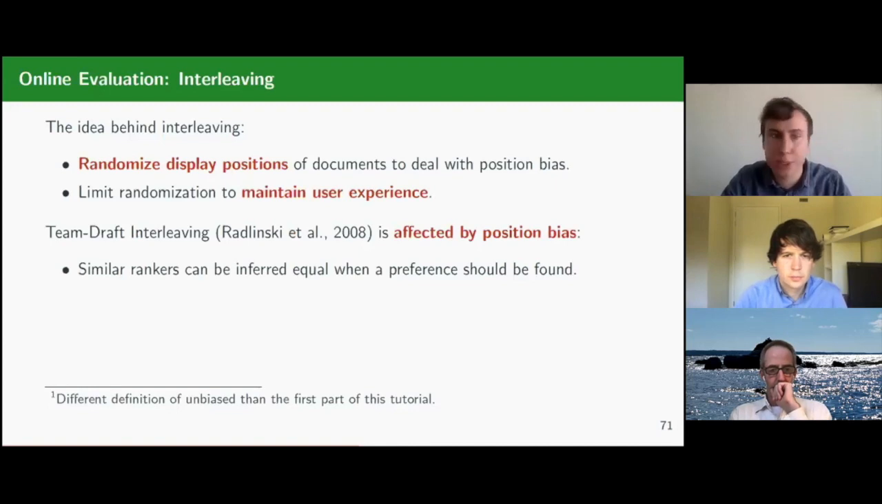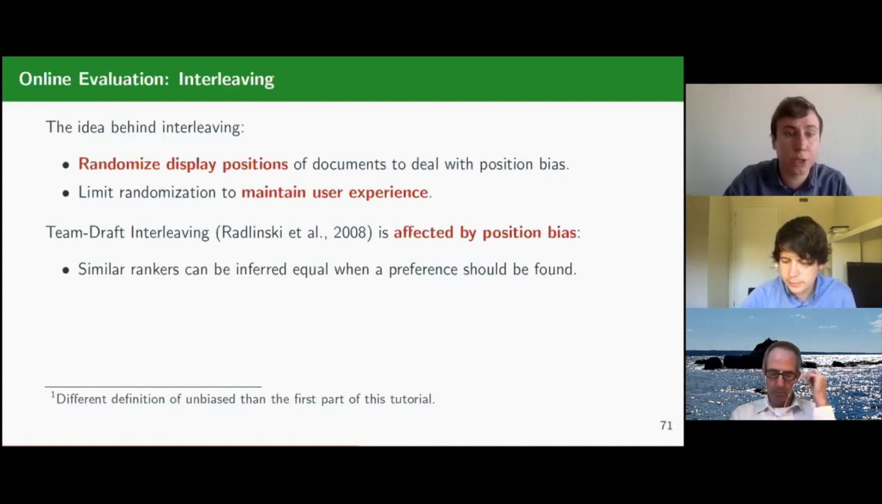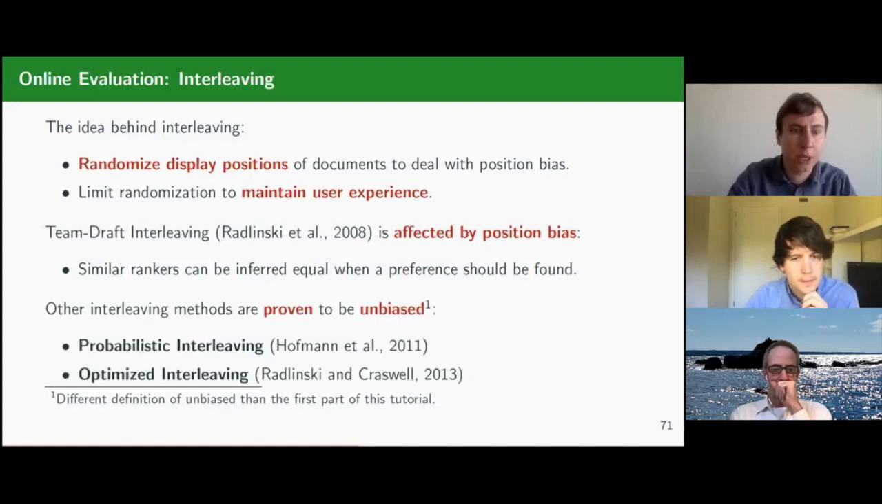There have been results recently that show that team draft interleaving is, in fact, affected by position bias. What this means is that if you have 2 rankers, if they are somewhat similar, but still one should be preferred over the other, this method might infer them to be equal in terms of performance, when there should actually be a preference for one of the 2. And there are other interleaving methods, such as probabilistic interleaving or optimized interleaving.